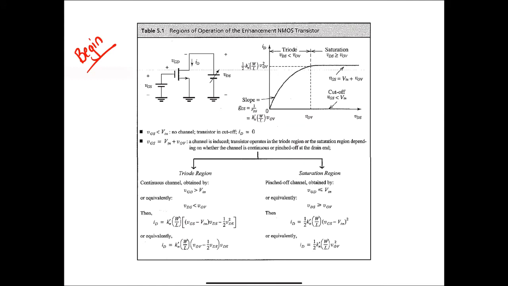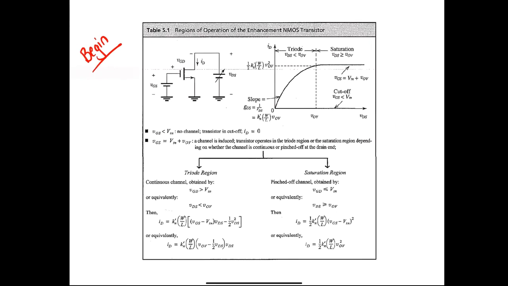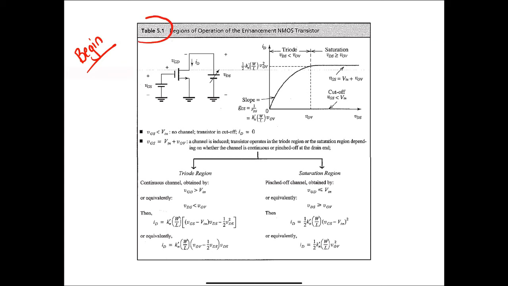Good morning, everyone. We are still in Chapter 5. We're talking about the metal oxide semiconductor field effect transistor. And as usual, we'll pick up a little bit before where we left off last time, just to give a little bit of review.